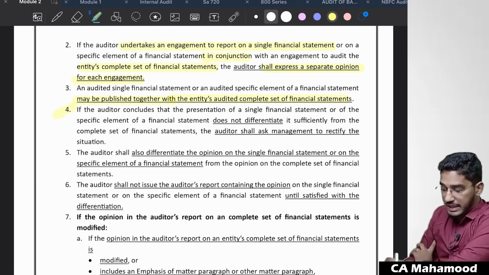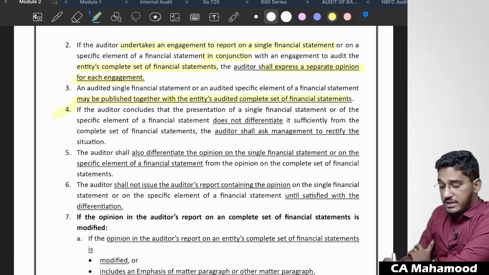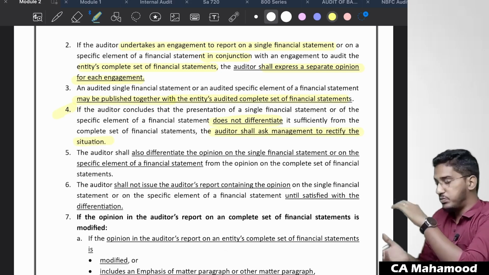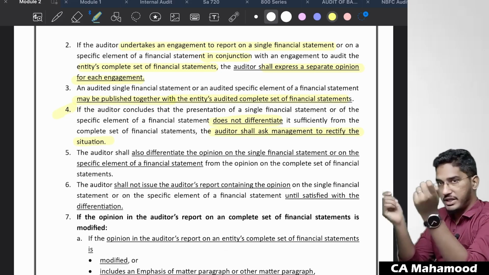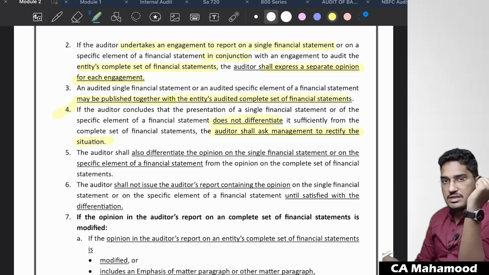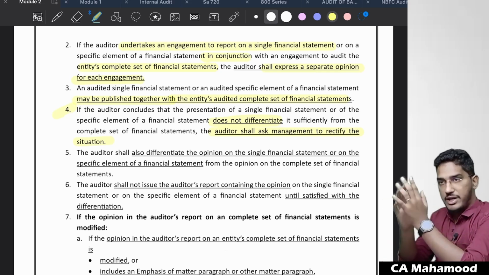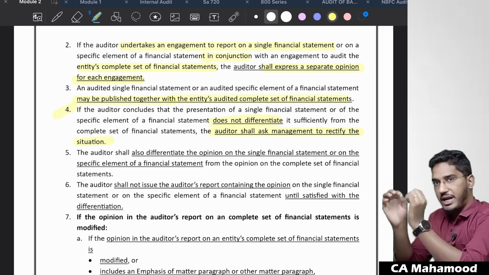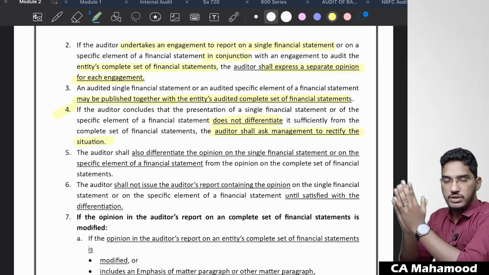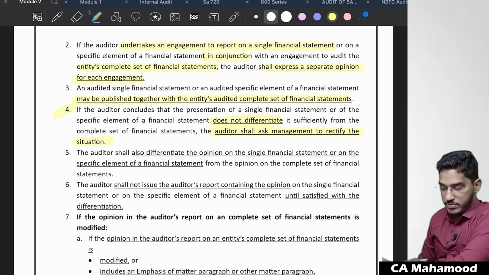So if the auditor concludes that presentation of a single financial statement or the specific element of the financial statement does not differentiate it sufficiently from the complete set of financial statements, the auditor should ask the management to rectify the situation. If you came to know that both are getting published in a single document, but they are not properly differentiated, I will go and ask the management, sir, you are not differentiating it. Give it in the same document, agreed, but try to divide it, try to differentiate both information. You go and request the management.